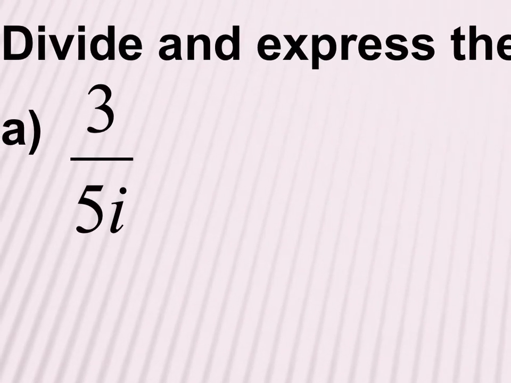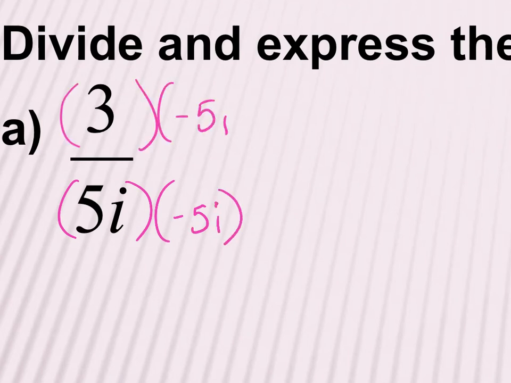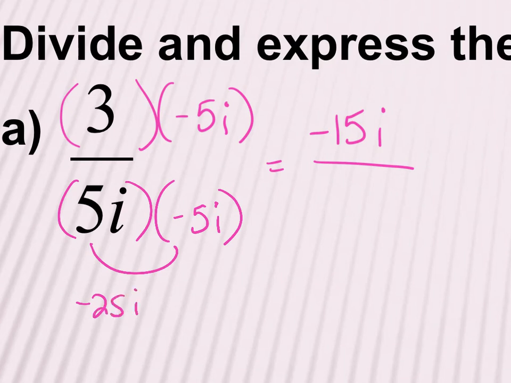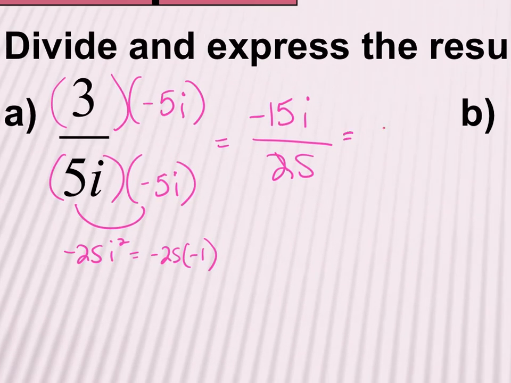So what would be the conjugate to positive 5i? Negative 5i. So I'm going to multiply both the bottom and the top by negative 5i. My numerator becomes negative 15i. The denominator, negative 25 i squared, negative 25 times negative 1, which is positive 25. And then, as always, you're going to reduce: negative 3i over 5.